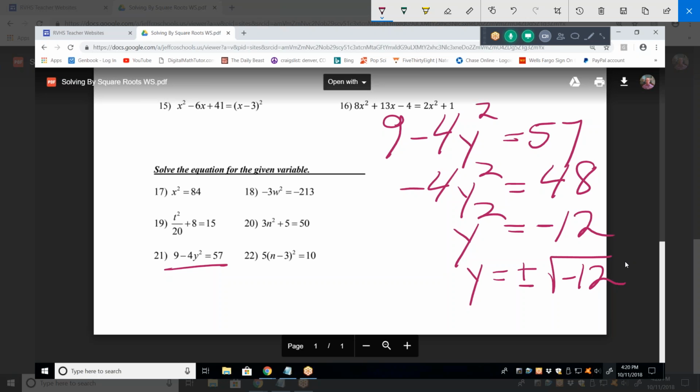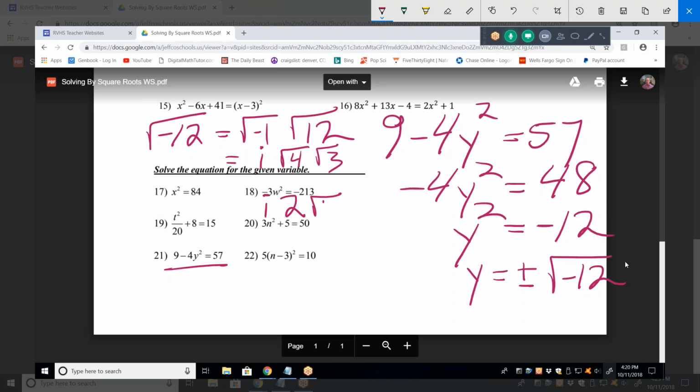However, what do you get when you take the square root of a negative number? You get i, that imaginary number. So the square root of negative 12, the first thing I do is I pull out my imaginary number. So that would be i times square root of 12, which is the square root of 4 times the square root of 3. So that would be i times 2 times square root of 3.